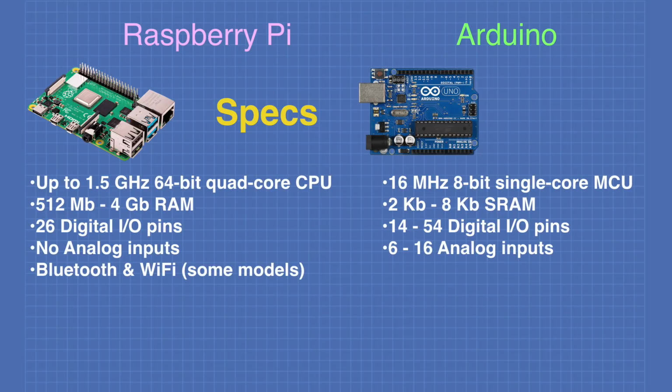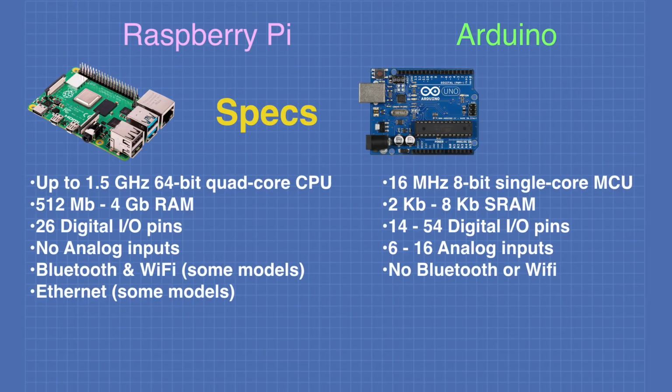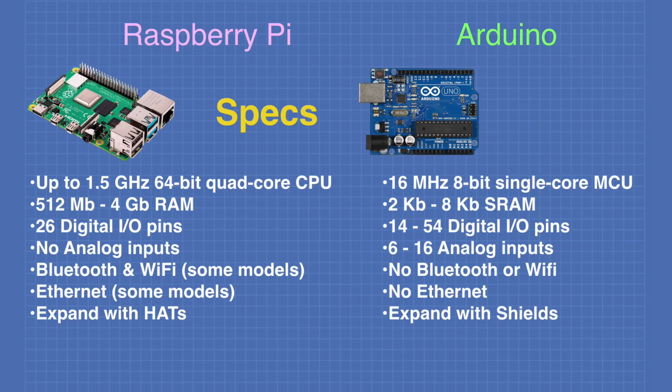Some models of the Raspberry Pi have integrated Bluetooth and Wi-Fi. The Arduino boards do not have Bluetooth or Wi-Fi. Some Raspberry Pis have an Ethernet connector. The Arduinos do not have a built-in Ethernet connector. You can expand the functionality of your Raspberry Pi by using HATs, hardware attached on top boards. The Arduino has a similar expansion capability using shields.